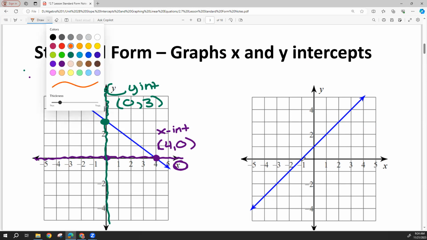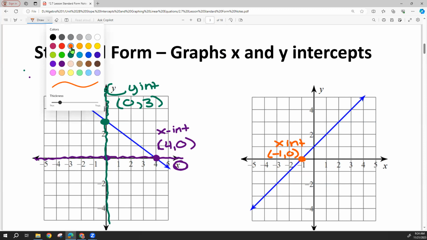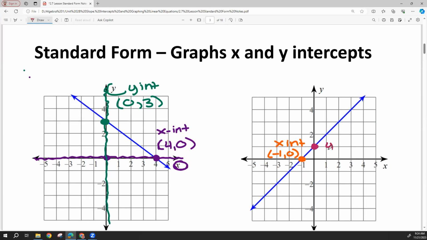Same idea over here. We have an x-intercept. We go left 1. And we go up or down 0. Our y-intercept is where we cross the y-axis. We don't have to go left or right. If we always start at the origin, we don't have to go left or right to get here. So that is 0, our first value. But we do have to go up 1. And there is our y-intercept.